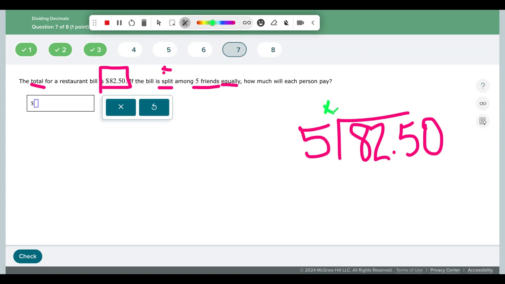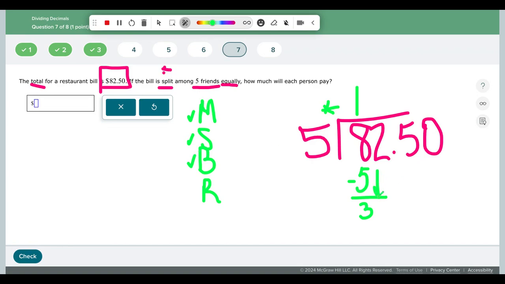So 5 times what will get me close to 8? I'm going to write the steps over here. So we're going to multiply and then subtract, bring 1 down, and then repeat, right? So 5 times 1 is the closest I can get to 8 without going over, right? So I'm going to subtract, and I have 3 left over. I'm going to write smaller. So I did multiplying, I did subtracting, and now I'm ready to bring 1 down. So I always draw the arrow.